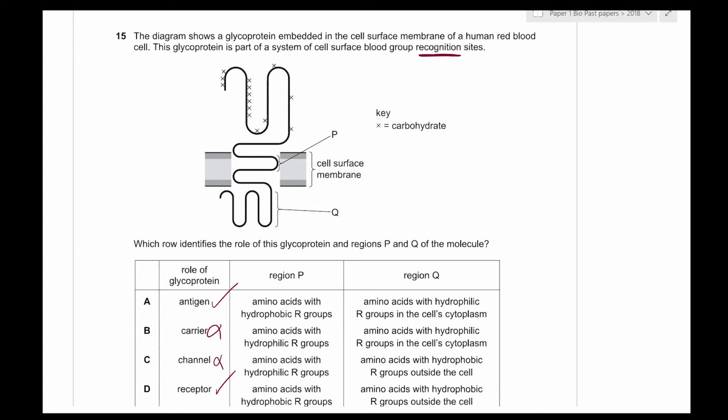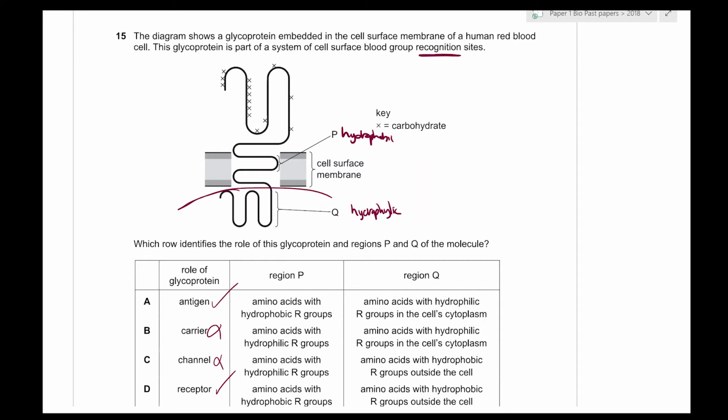Now, we have here different regions, P and Q. Region P is at the core of the cell surface membrane, and the core of the cell surface membrane is hydrophobic. This means that the region P must also have amino acids which are hydrophobic. Now for Q, because it's at the cytosol or forms hydrogen bonds with the interior fluid of the cell, this means that it must be hydrophilic. It must have amino acids which are hydrophilic.